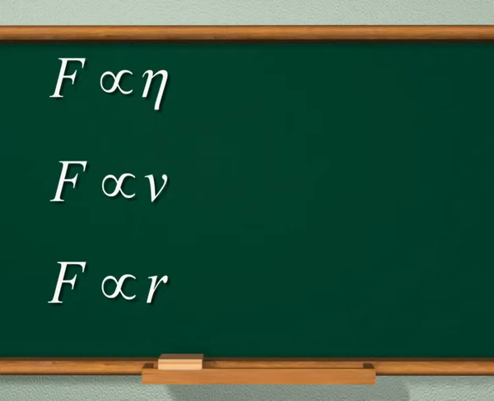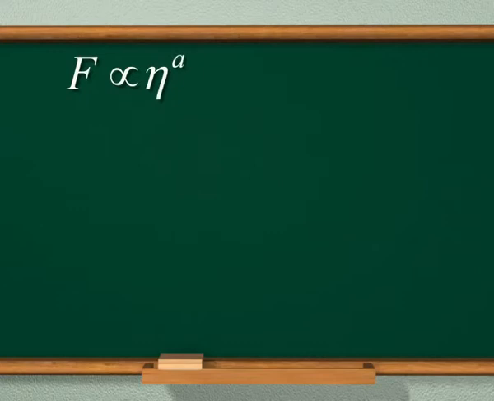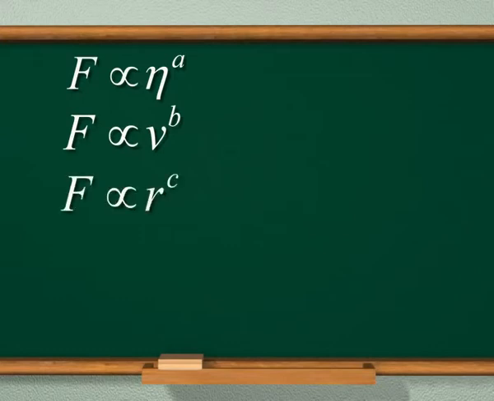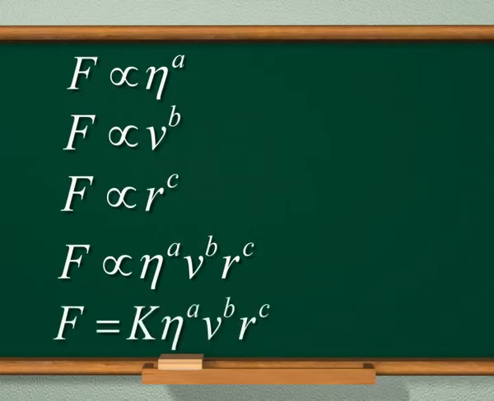The coefficient of viscosity has the dimensional formula M1 L-1 T-1, and we derive Stokes law for a small spherical body moving in a static liquid medium. To derive the relation, first of all, we write the observations in mathematical form as F depends upon eta to the power a, velocity v to the power b, and upon radius of body r to the power c. Combining, we get F is proportional to eta with power a, v with power b, and r with power c. Or F is equal to k into eta with power a, v with power b, and r with power c, where k is the dimensionless constant of proportionality.